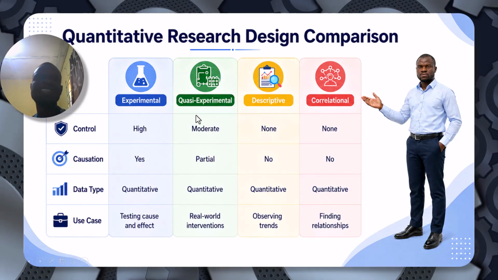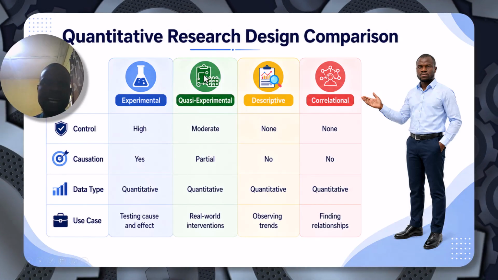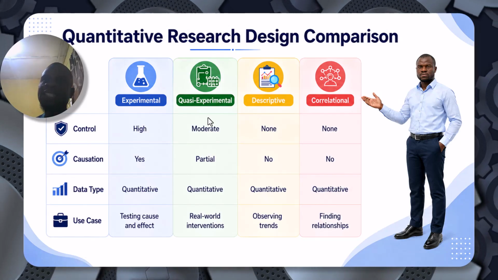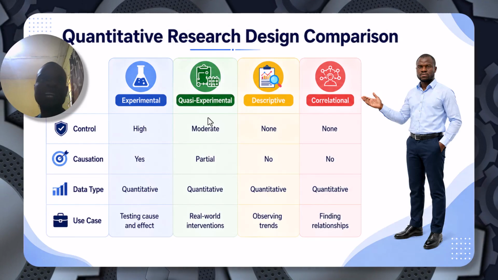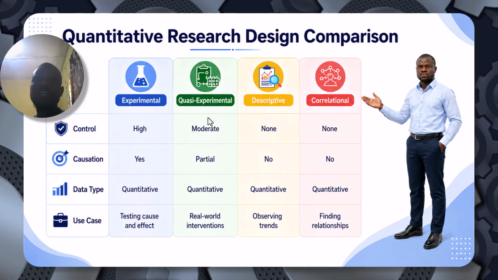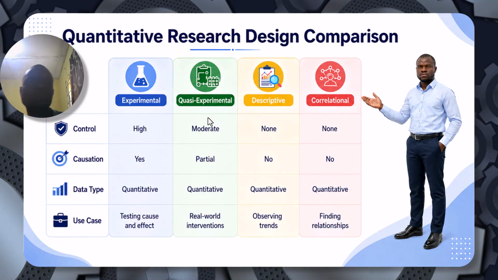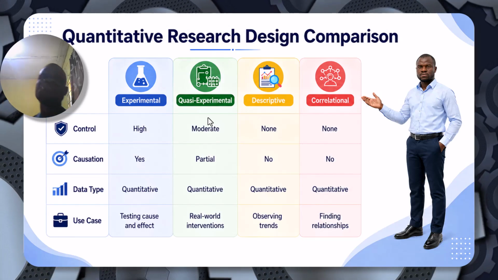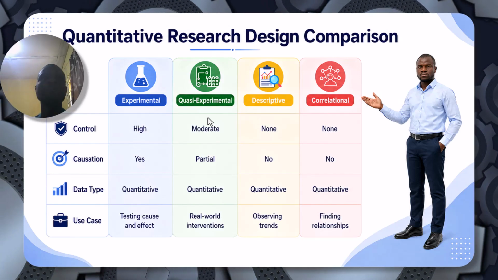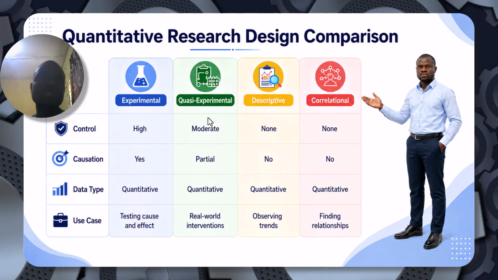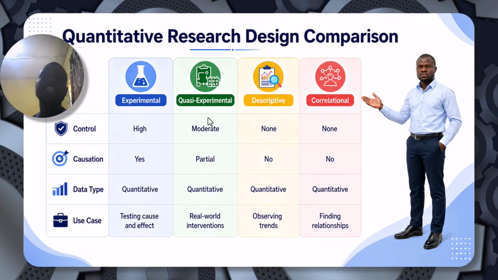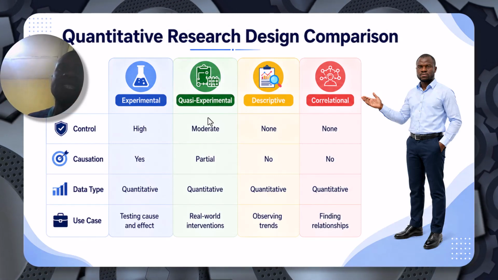Closely related to this is quasi-experimental design. It is similar to experimental research but does not involve full random assignment. This is common in real-world situations where you cannot fully control conditions. For instance, studying the impact of a government policy on students in different schools. While it may not be as controlled as a true experiment, it is more practical in real-life settings.